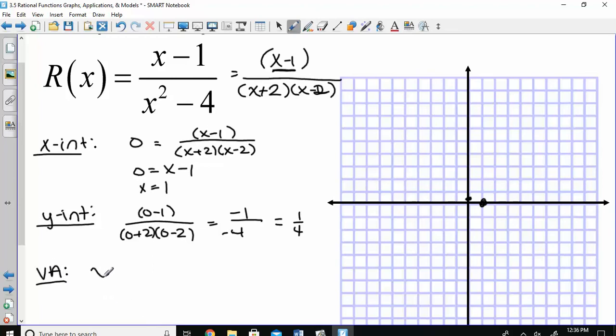Vertical asymptote is x equals, because it's a vertical line, and it's just whatever makes the bottom 0. So what makes the bottom 0? X equals negative 2 and x equals positive 2. That's one of the benefits of having it factored. Then you can just look at your parentheses. So we draw those in as dashed lines.